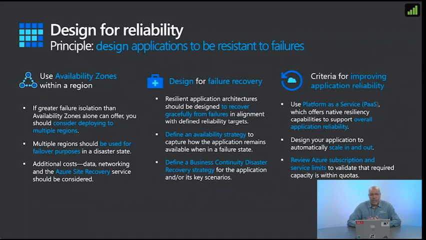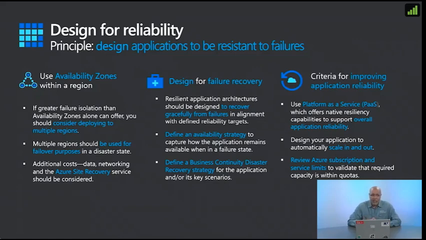You want to use availability zones within a region. If greater failure isolation than availability zones can offer is needed, then you want to consider deploying your application or your workloads to multiple regions. Multiple regions should be used for failover. When your application is unhealthy in one region, you can fail over to another region. Additionally, you can use a service called Azure Site Recovery, but there are additional costs associated with that.